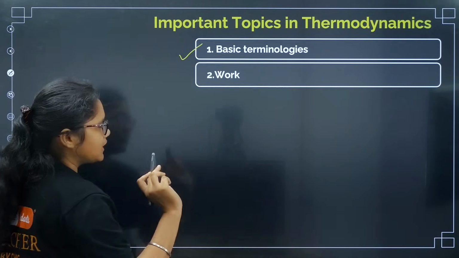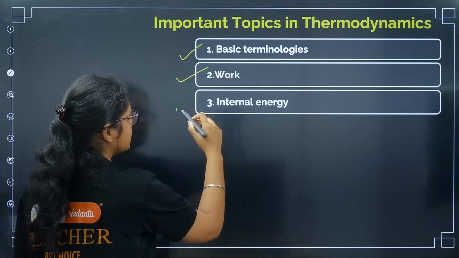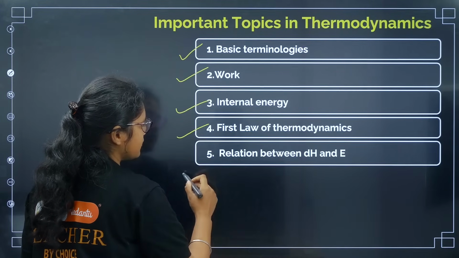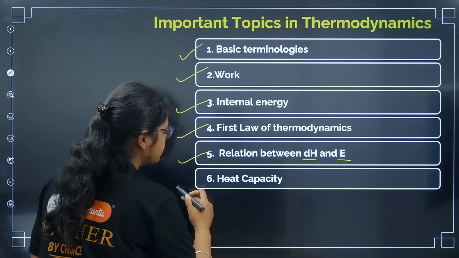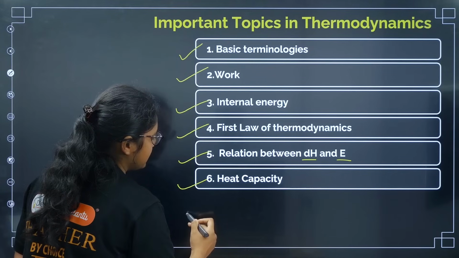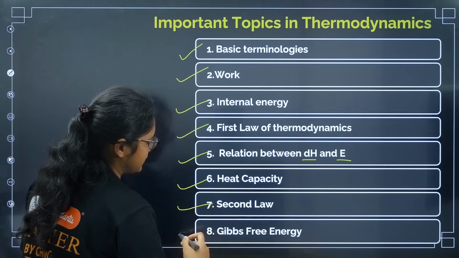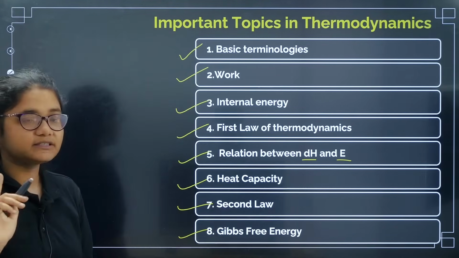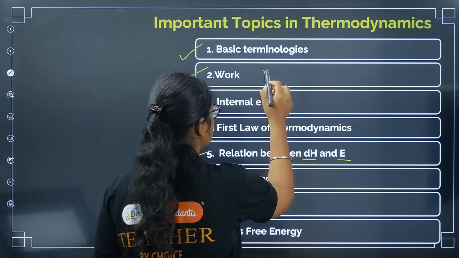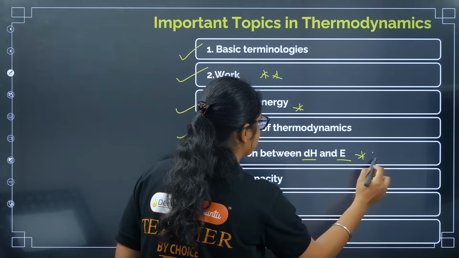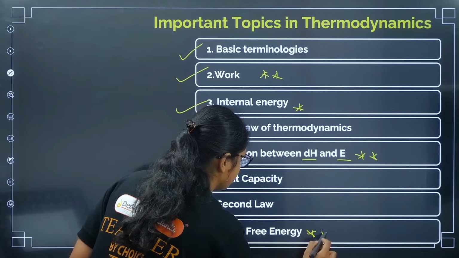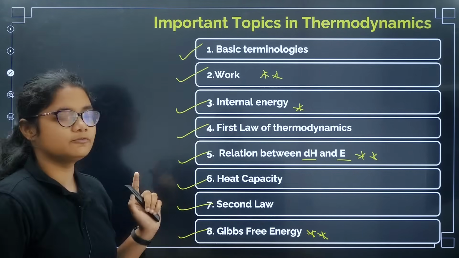First one is your basic terminologies, second is work, third is internal energy, fourth is first law of thermodynamics, fifth is relation between delta H and delta U, then heat capacity, and then we have second law of thermodynamics, and then Gibbs free energy. So which is the thing that you have to most focus? Formula for work, internal energy, delta H and delta U, delta G.